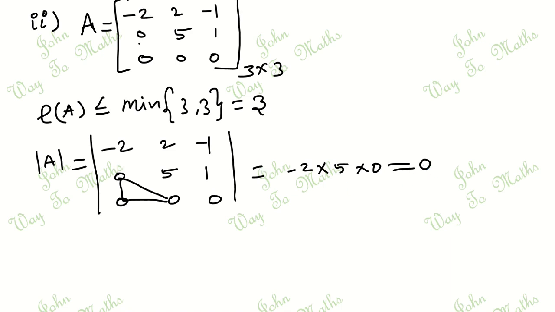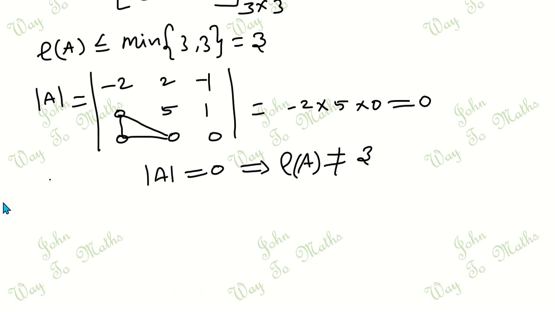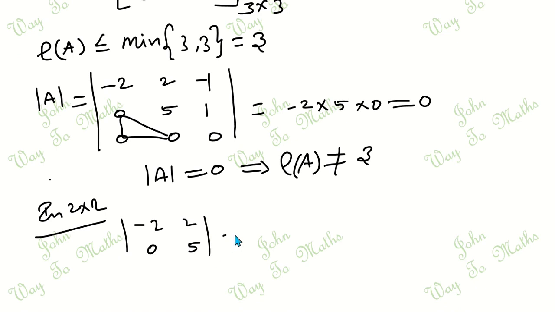So here the determinant of A is equal to 0, so ρ(A) does not equal 3. Next I'm going to check in 2 by 2 matrix. Consider the 2 by 2 minor matrix [-2 2; 0 5], which is equal to the first diagonal product minus the second diagonal product. The first diagonal becomes -10 minus 0, which is equal to -10.